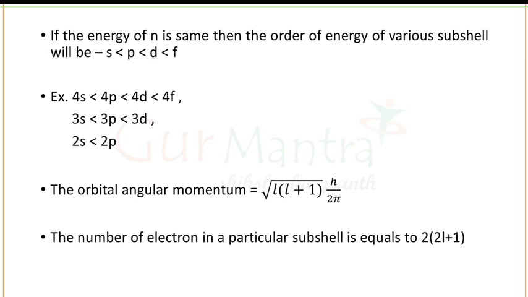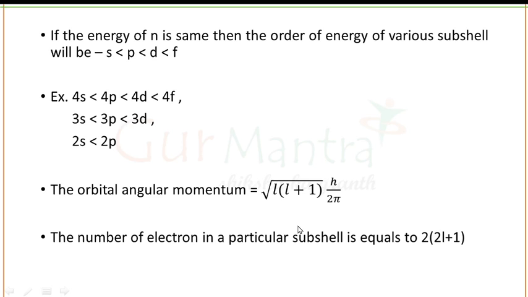If the n value is the same, then the order of energy of various subshells will be s less than p less than d less than f. Which means if you are given the principal quantum number value the same and only the subshells are different, you can give the order in the following manner. As you can see here, the principal quantum number is the same but the subshells are different. You can simply give the order in this manner.